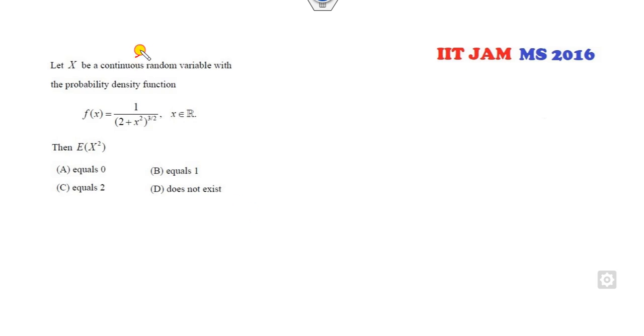Okay, let X be a continuous random variable. Then what is the value of E of X squared? I think it's quite easy because it can be written as the integral of x squared over (2 plus x squared), fine, into dx. And the range is minus infinity to plus infinity. How can you solve this, whenever it's x squared?